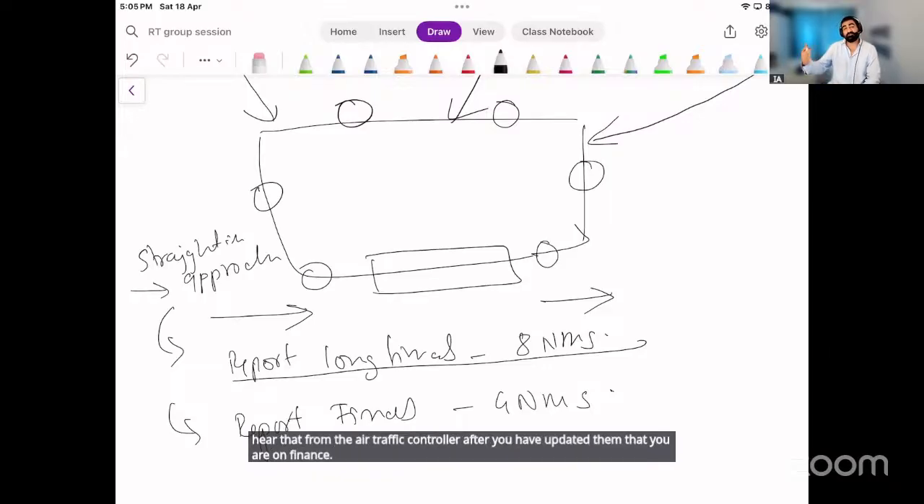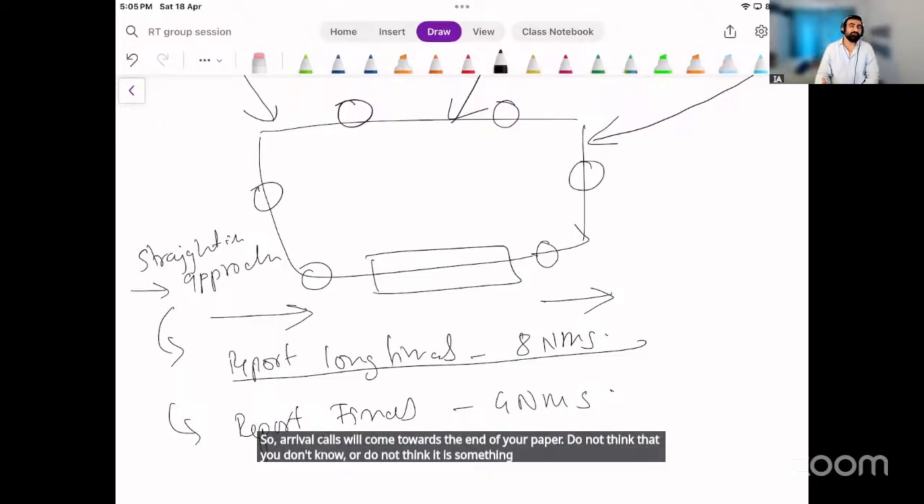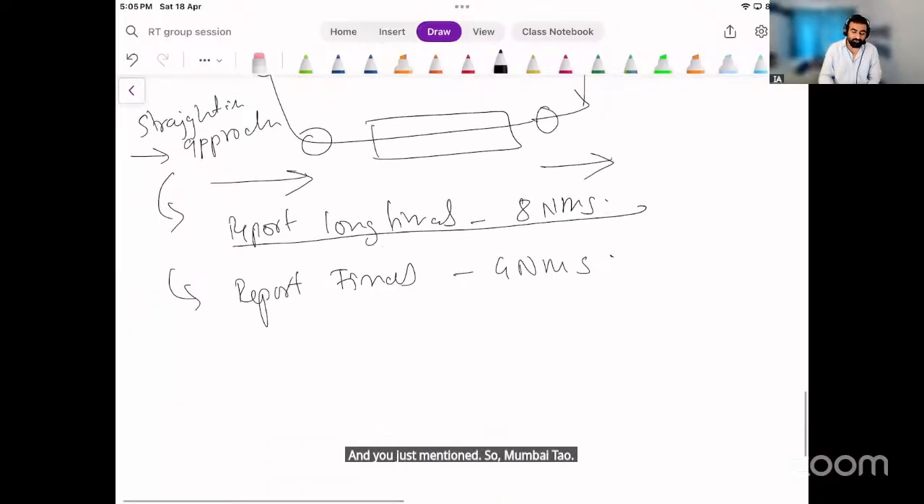So arrival calls will come towards the end of your paper. Do not think that you don't know or that it is something difficult. You just have to report on finals or long finals, depending upon what is given in the question, and you just mention it. So Mumbai Tower. So let's do this call.